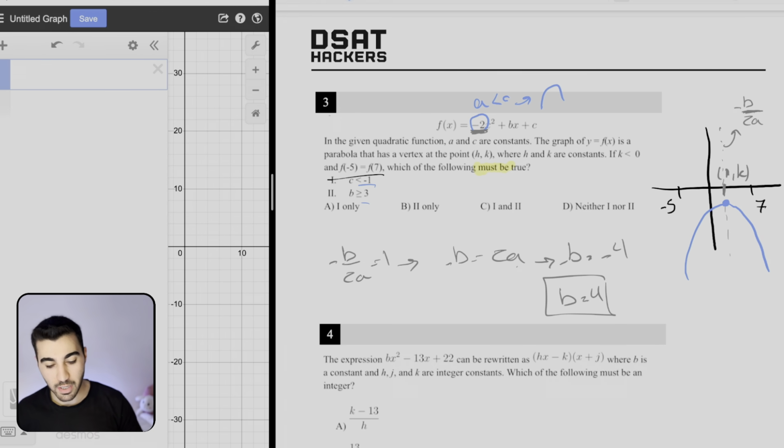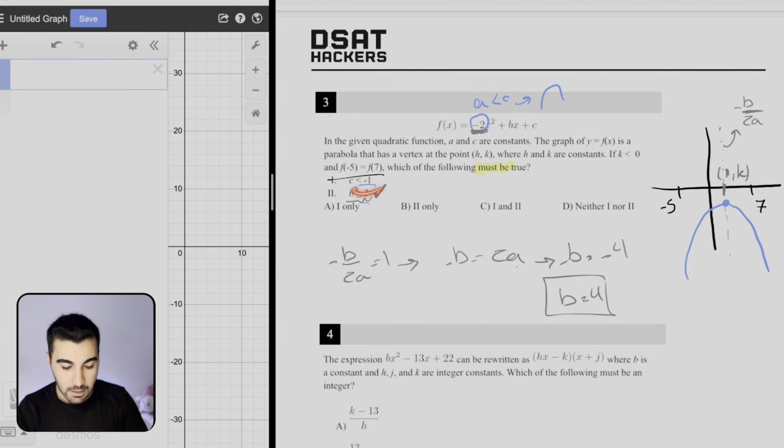Awesome. So we found b. And here the question says b is larger than or equal to 3. So here's the question for you. B is equal to 4. Is 4 always larger than 3? Because the question says must be true, which means it should always be true. So is 4 always larger than 3? Yes, it is. 4 is always larger than 3, right? So this is correct.